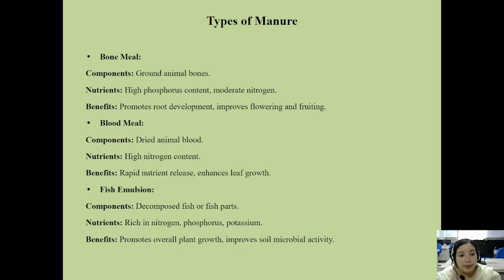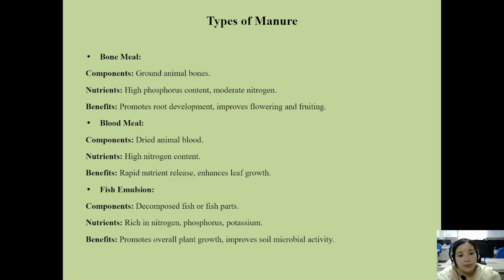Bone meal is here, blood meal is here, and fish emulsion is there. The component of bone meal is ground animal bones, and the nutrients are high phosphorus content, moderate nitrogen. It promotes your root development, improves your flowering and fruiting.